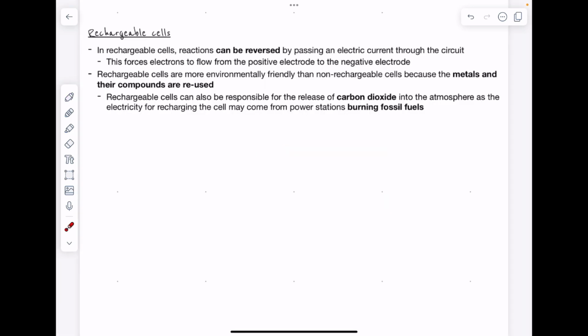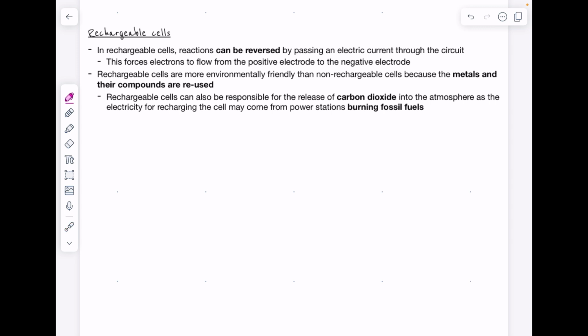Now in a rechargeable cell, the reactions can be reversed by passing an electric current through the circuit. This forces electrons to flow from the positive electrode to the negative electrode. Rechargeable cells are more environmentally friendly than non-rechargeable, obviously because the metals and their compounds are reused. Rechargeable cells can also be responsible, however, for the release of CO2 into the atmosphere, as the electricity used for recharging the cell may come from power stations which have been burning fossil fuels. So there's really no perfect solution here.